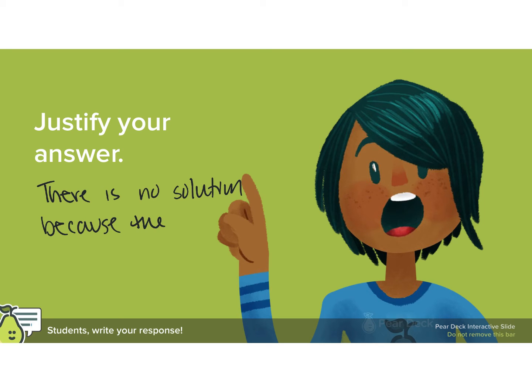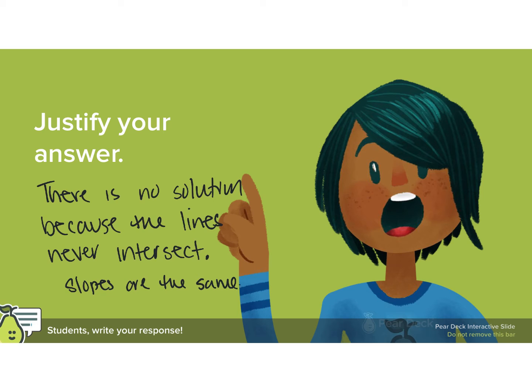So just to say because the lines are parallel isn't quite a reason. I need you to tell me what parallel means. Because the lines never intersect. Or you can explain to me about their slopes and y-intercepts. So you could say slopes are the same, but y-intercepts are different. So that's another way to explain that the lines will not intersect. But you can't just say because the lines are parallel. I need to know what that means.